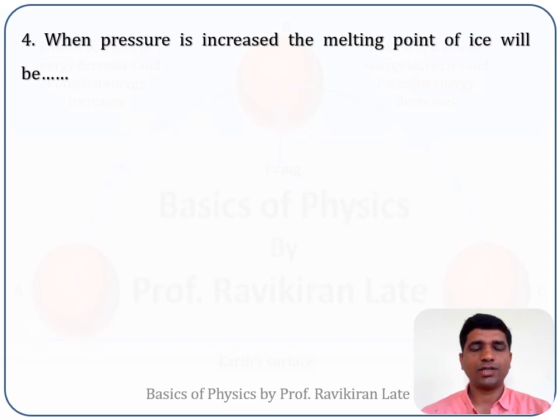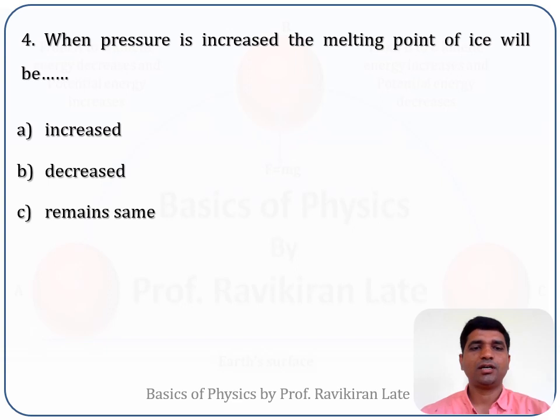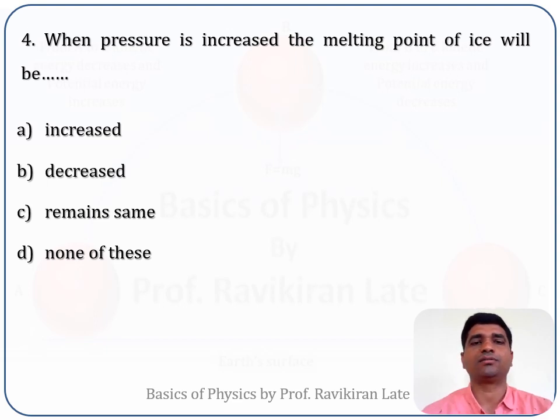Now next question is, when pressure is increased, the melting point of ice will be: option A, increased; option B, decreased; option C, remains same; option D, none of these. Now see, when pressure is increased, melting point of ice, means we need to determine the melting point of the ice.